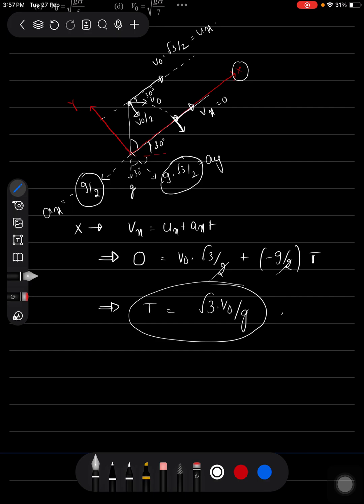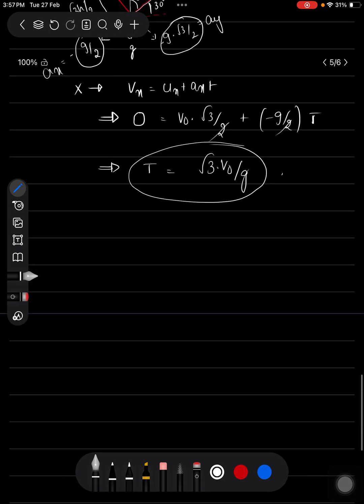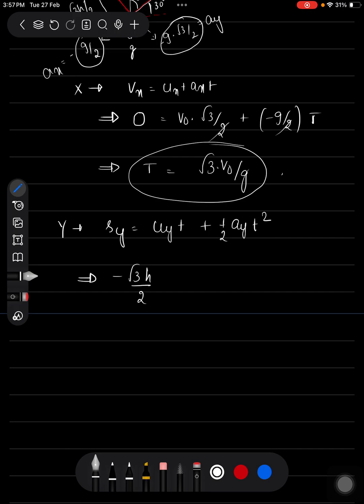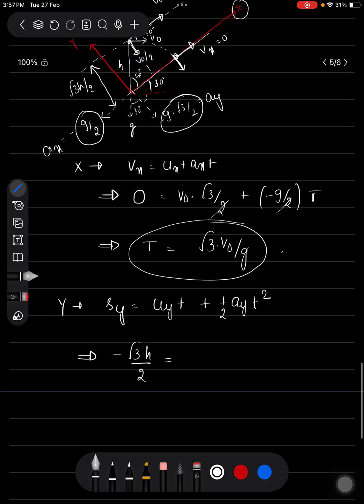Now let us go to y direction. This is given as h. So this is 60 degrees, which implies this distance is going to be equal to h sin 60, which is root 3 h upon 2, right? So along y direction I am just going to apply sy is equal to uy into t plus half ay into t square, right? Just substitute everything. Sy is minus root 3 into h by 2 in downward direction, right? Minus h root 3 h by 2.